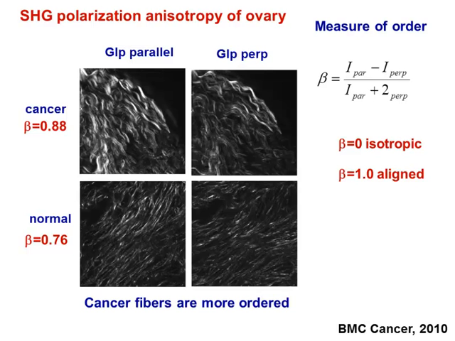In the limiting cases, a beta of 0 will be isotropic, in which case you probably won't get much SHG anyways, and a beta of 1 will be completely aligned. So these are analyzed single sections from cancer and from the normal, and we get that the cancer has a significantly higher anisotropy than the normal does.